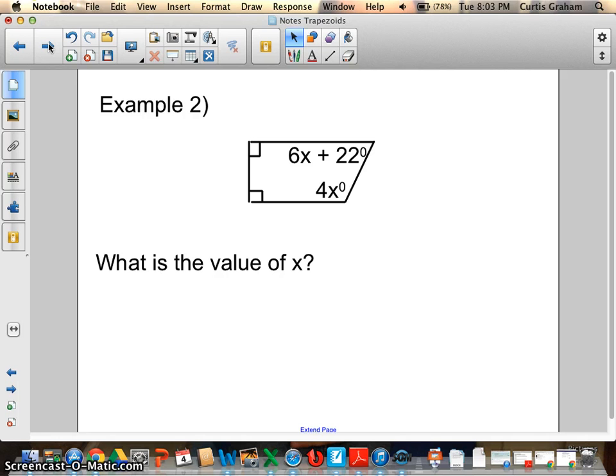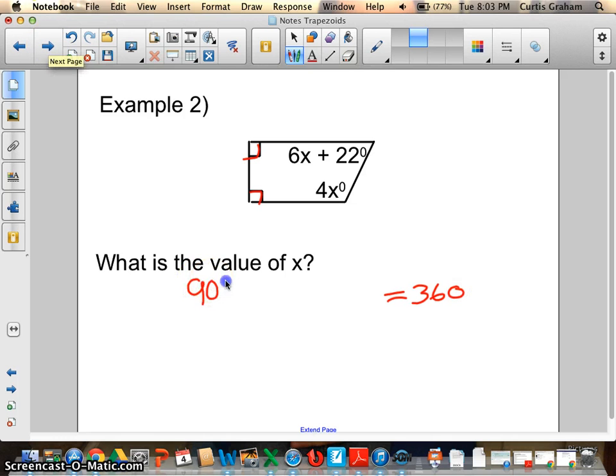Example 2. I do not tell you that the legs are congruent on this, so you do not know if it's an isosceles trapezoid or not. But I do give you two right angles, 6x plus 22 and 4x. Now a trapezoid is also a quadrilateral, so what do you know about the angles of this quadrilateral? They equal 360. So I'm going to set this up: 90 for a right angle, plus 90 for my other right angle, plus 6x plus 22, plus 4x. I'm going to take all four angles and add them together.